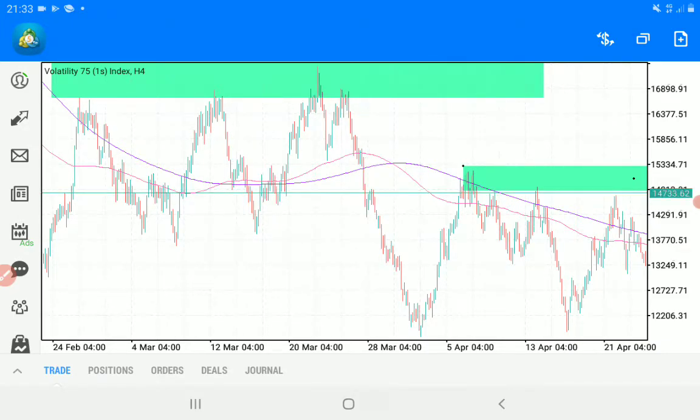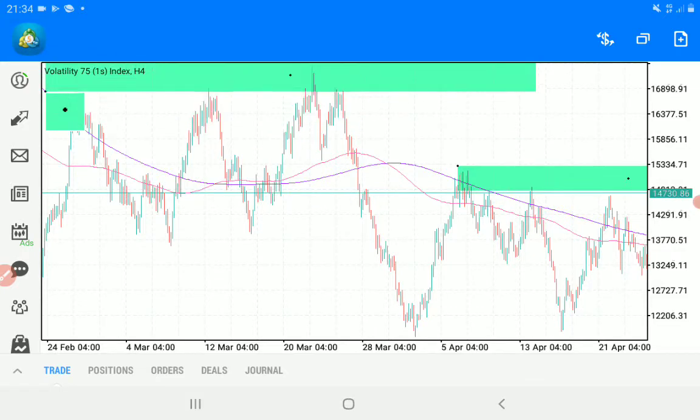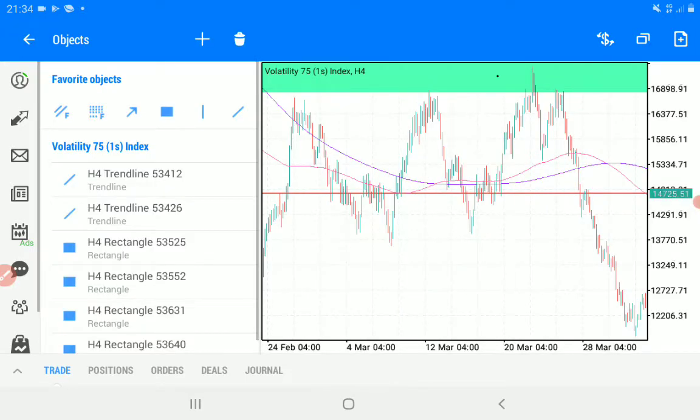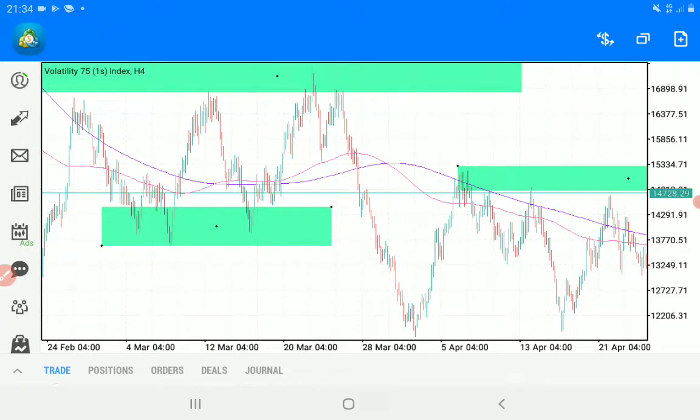If it's going to hit it and if it's going to break this resistance, then you know now we are buying. It formed a new support. This becomes a support. If it hits this and goes up, it means now it becomes a support. For here it's a resistance, right? And then for here it's a support.